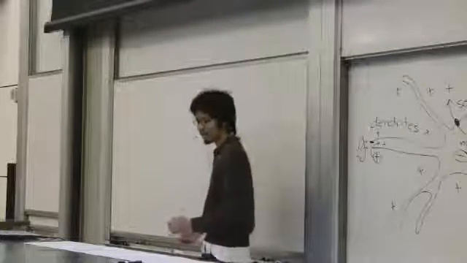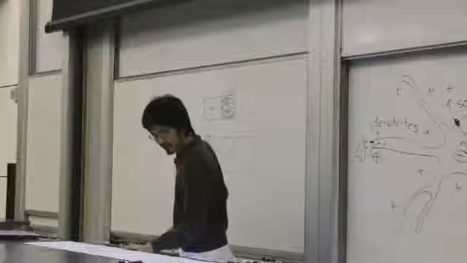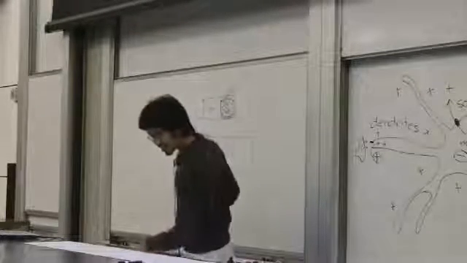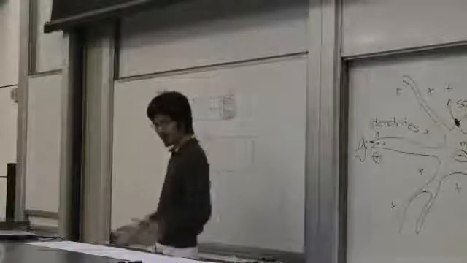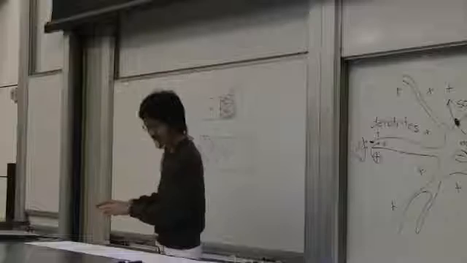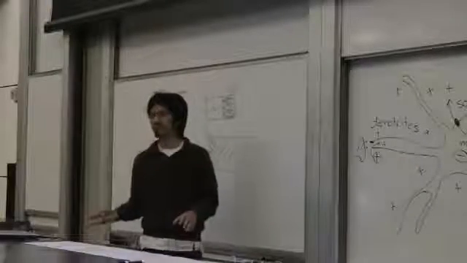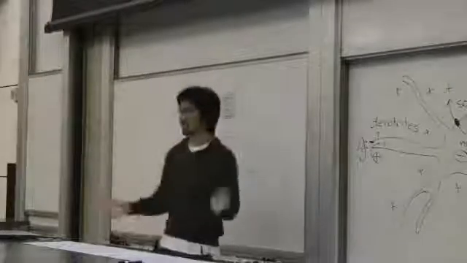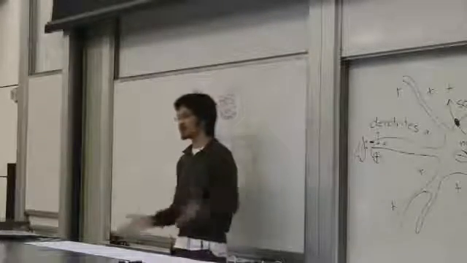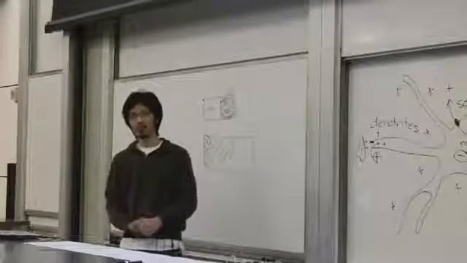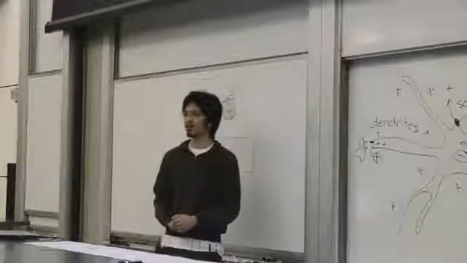You can block reuptake or degradation. When a neurotransmitter has done its job, has bound to the receptor, and is used up, you can't just leave it in the synapse. You've got to get rid of it somehow. Otherwise, it's going to keep signaling to the receptor. One way to do this is a process called reuptake.